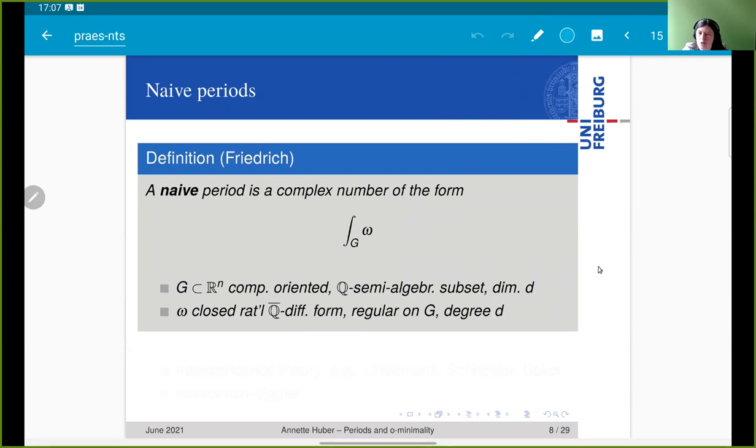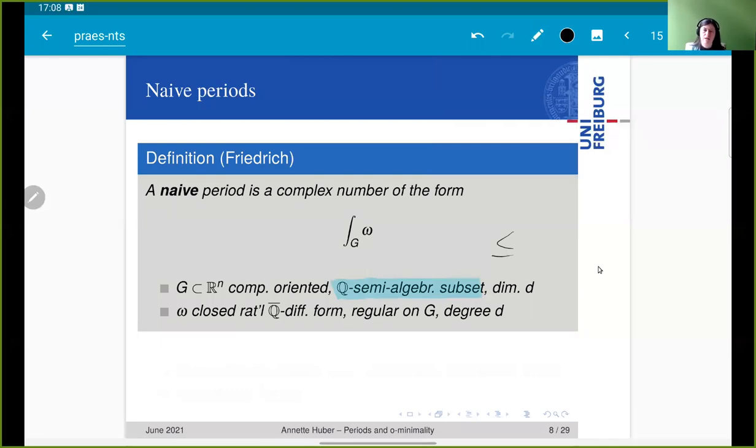is contained in R^n. It's compact, there's some orientation because we want to integrate, and it has dimension d. But the really important condition on G is that it's a semi-algebraic subset of R^n, and it's Q semi-algebraic. So this means this subset is defined by polynomial equations with coefficients in the rationals. And you're also allowed to use the less-than-or-equal sign in your definition.